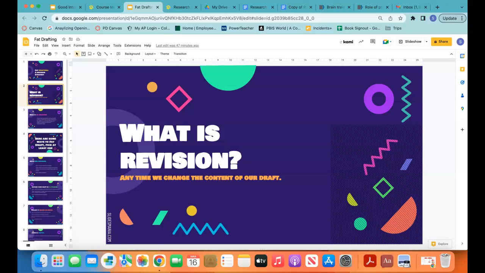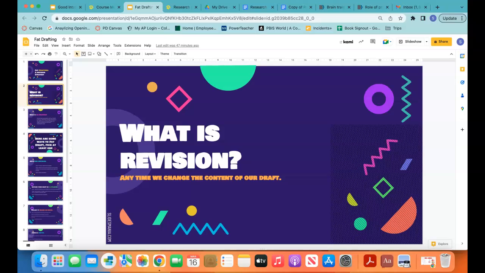Okay, so today we're going to talk about a revision strategy that you can use on your paper and that you can use on many papers in the future. But first I want to talk a little bit about what revision is. Revision is any time we change the content of our draft. So you don't want to just write one draft and then turn it in as is. You want to change it, make it better, make sure it's the best it can possibly be.